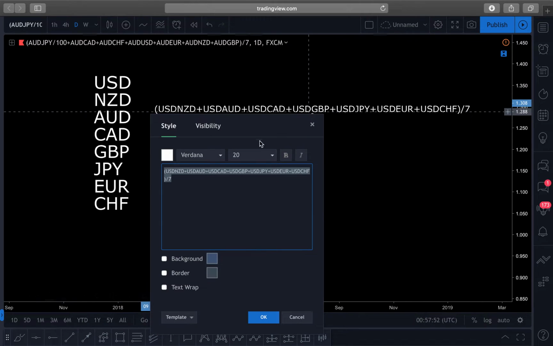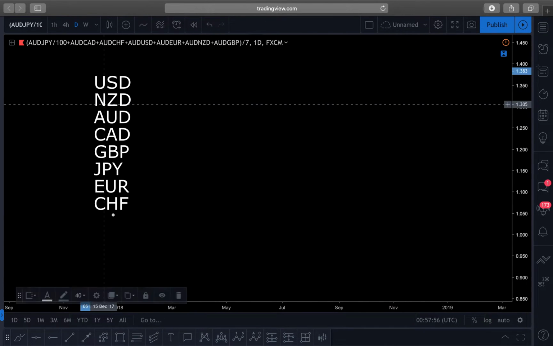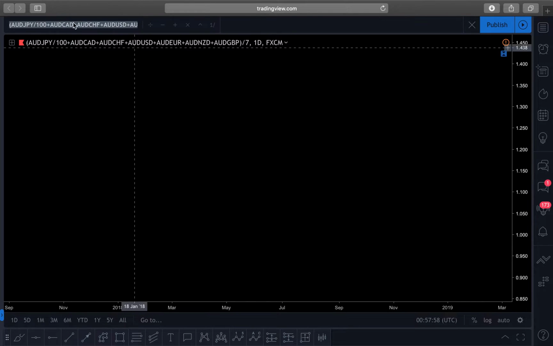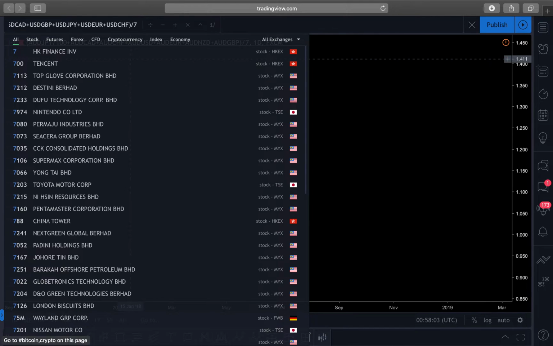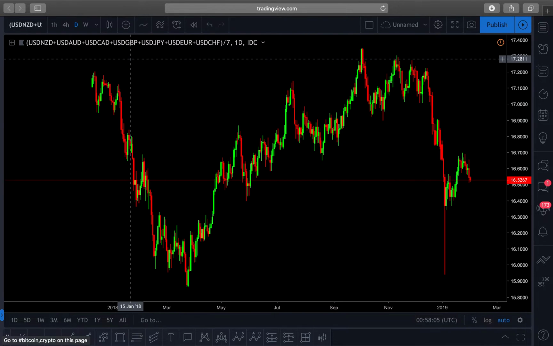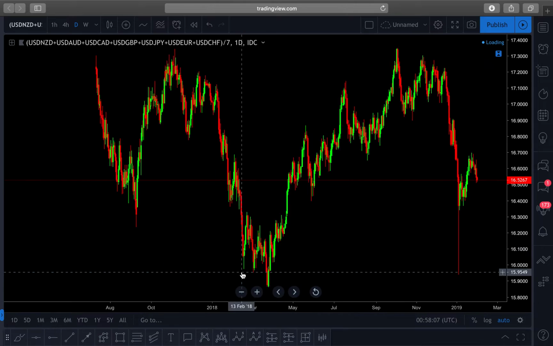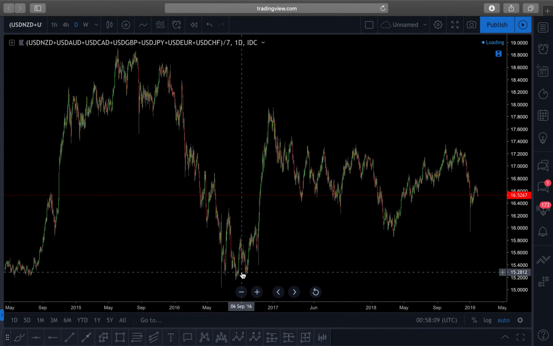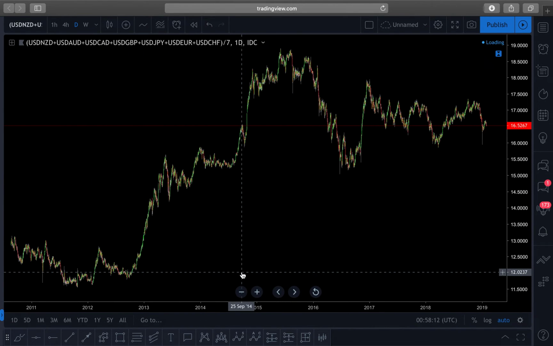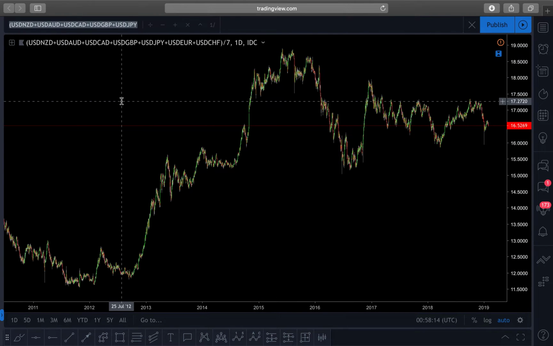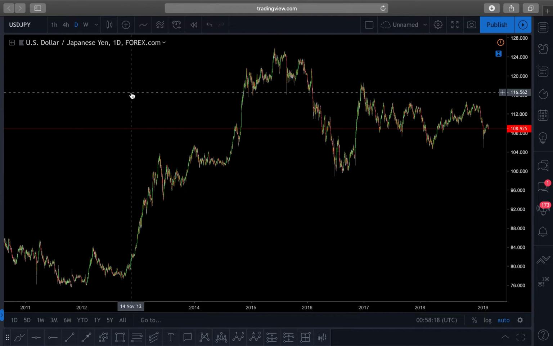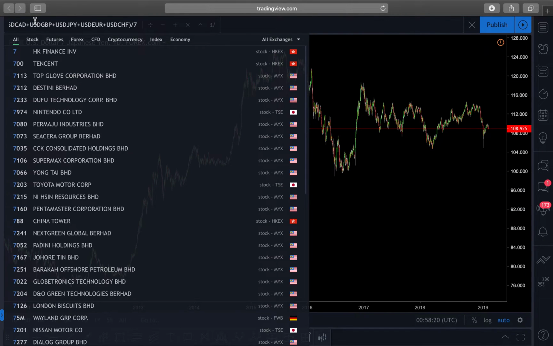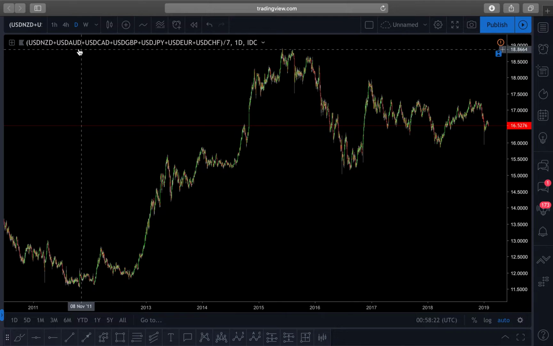Now, if I copy that and come on TradingView, where you normally search for a pair, Euro USD or whatever, just paste that formula and click enter. It loads out a chart for you that looks like this. Now, there's one simple problem with that chart, and this chart actually looks identical to a USD JPY chart. It's literally the same chart. Okay, now how do we get rid of that problem?